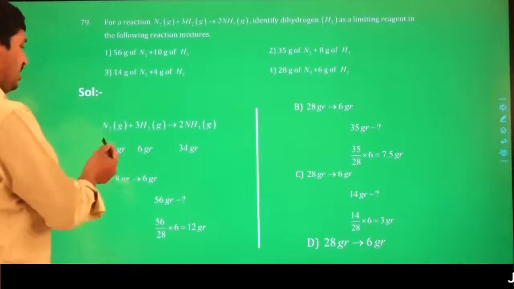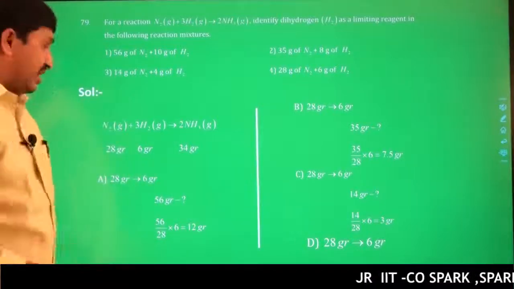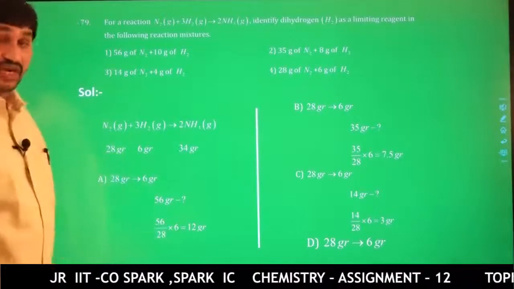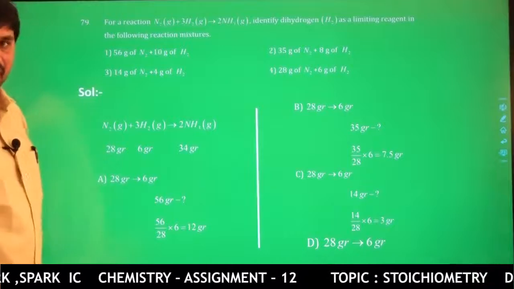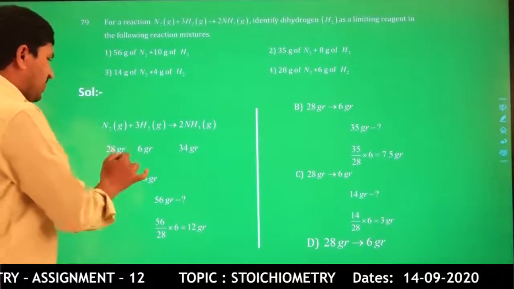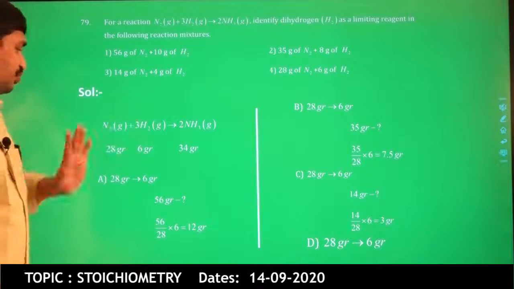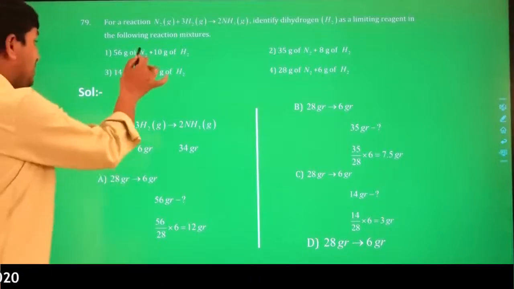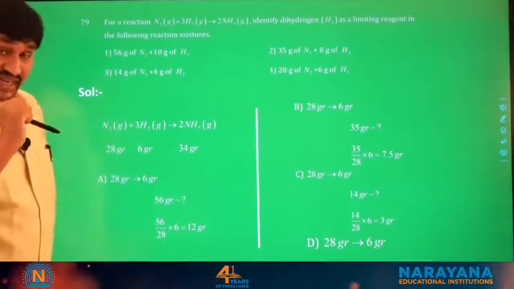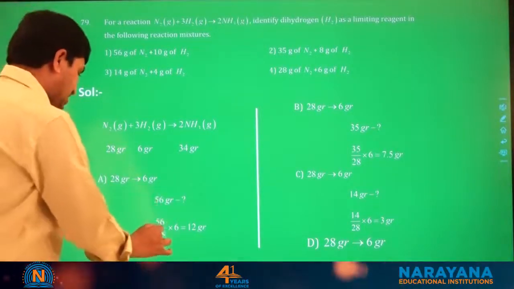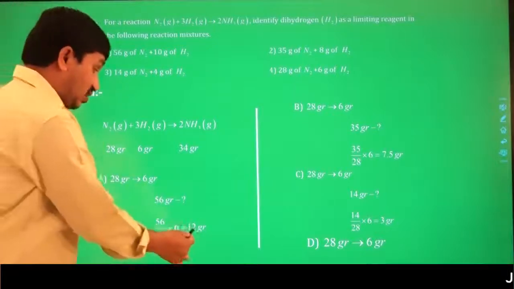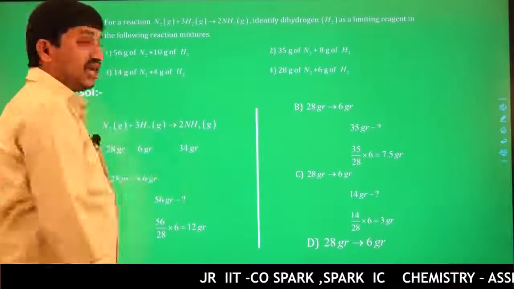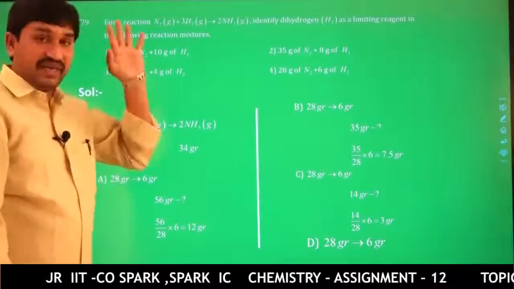So for the first option, you take 28 grams, the gram molecular weight of N2, 28 grams of nitrogen combined with 6 grams of H2 to produce 34 grams of ammonia according to the chemical reaction. Got it? Now 28 grams of N2 react with 6 grams of H2, then 56 grams of N2 react with how many grams of H2? Then 56 by 28 into 6, that is 12 grams. Actually the required number of grams of hydrogen is 12, but here 10 grams only is consumed. That means hydrogen is the limiting reagent.